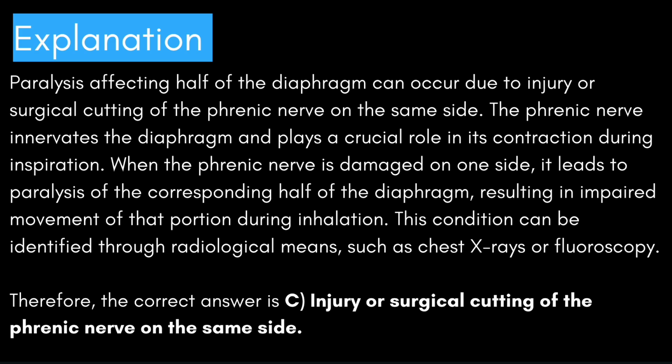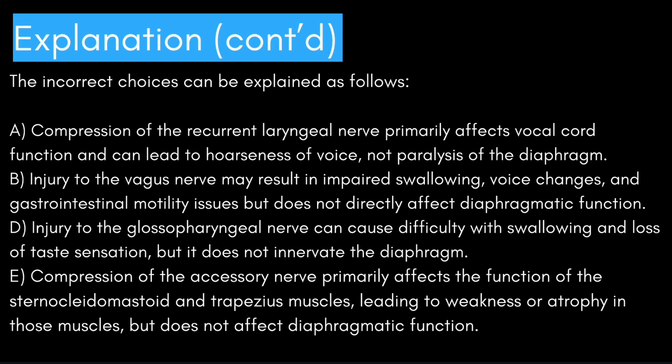Let's go ahead and see why the other answer choices are incorrect here. Compression of the recurrent laryngeal nerve primarily affects vocal cord function and can lead to hoarseness of voice, not paralysis of the diaphragm. Injury to the vagus nerve may result in impaired swallowing, voice changes, and gastrointestinal motility issues, but does not directly affect diaphragmatic function. Injury to the glossopharyngeal nerve can cause difficulty with swallowing and loss of taste sensation, but it does not innervate the diaphragm. Compression of the accessory nerve primarily affects the function of the sternocleidomastoid and trapezius muscles, leading to weakness or atrophy in those muscles, but does not affect the diaphragmatic function.